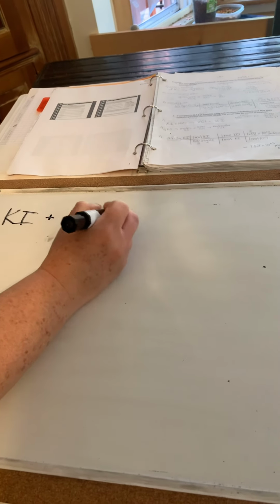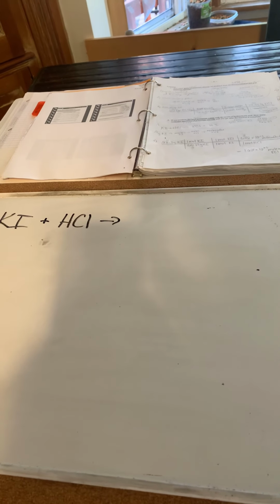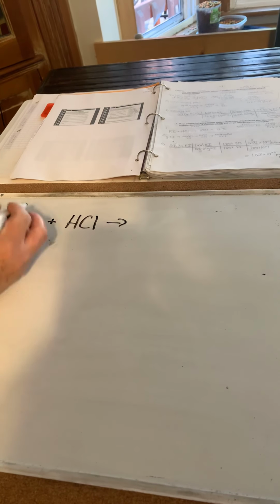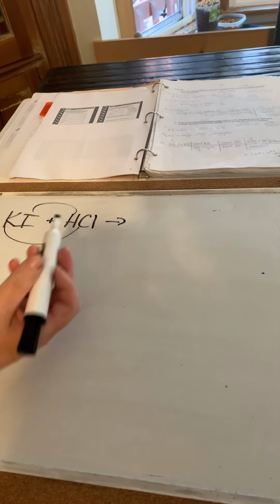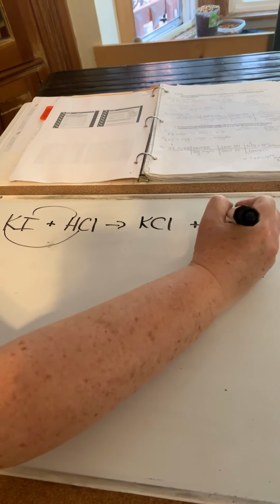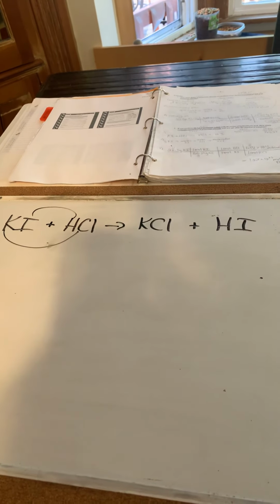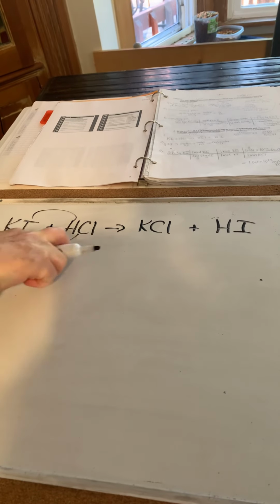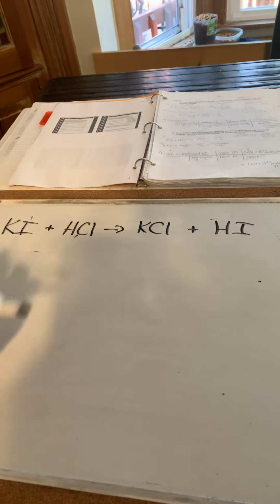Okay? All right. That looks like a double replacement reaction to me. What do you think? Yeah. Okay. So everybody's going to switch partners. So K is going to go with Cl and H is going to go with I. So you're going to end up with KCl plus hydroiodic acid, or HI, which, by the way, is my favorite acid because it says hi to you.